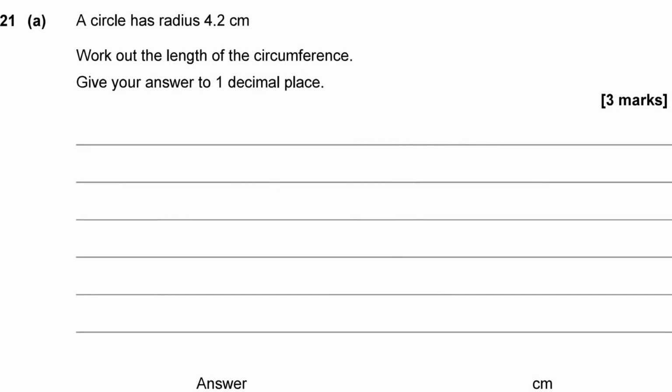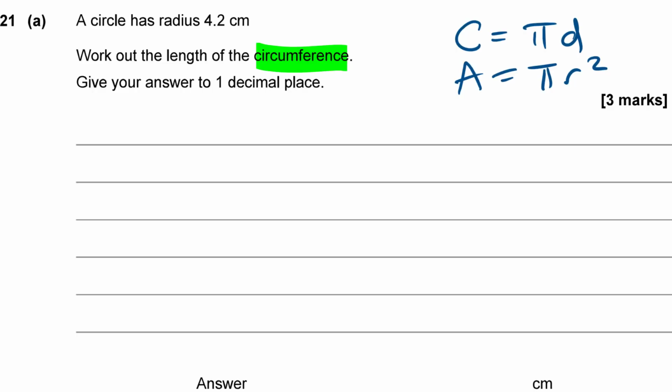21a, a circle has a radius of 4.2 centimeters. Work out the length of the circumference. Give your answer to 1 decimal place. Okay, do you remember the formulas for circumference and area? Cherry pie delicious, apple pies are too. Okay, so that's a nice way of remembering it. So we want the circumference, don't we? Which is this one. So circumference is pi times diameter. A diameter is 2 lots of the radius. So if the radius is 4.2, then the diameter is going to be twice that. It's going to be 8.4.